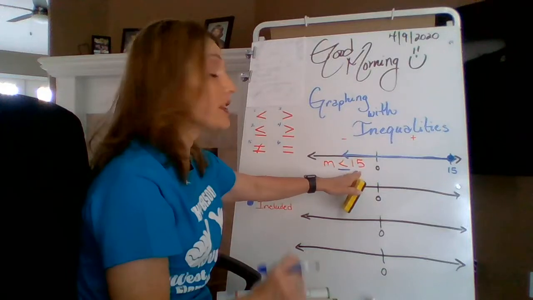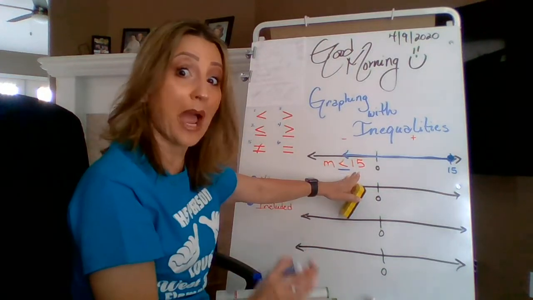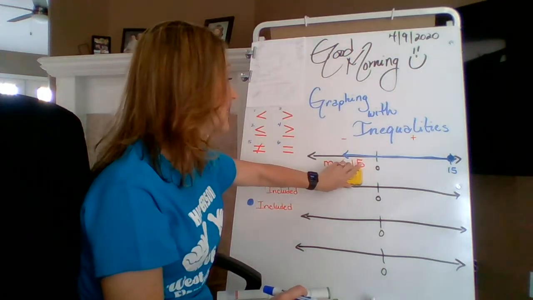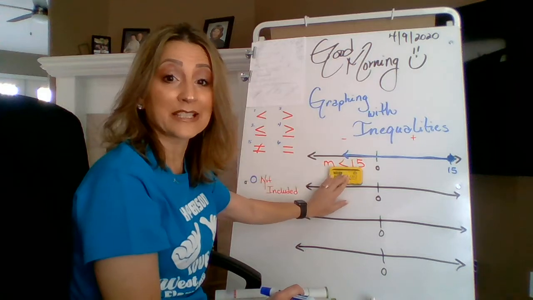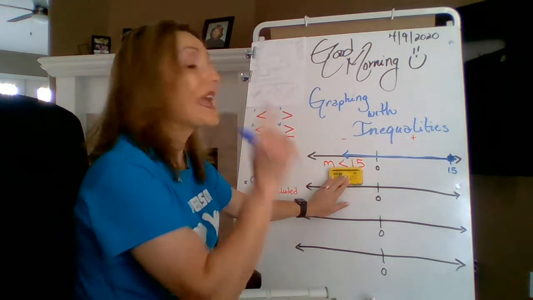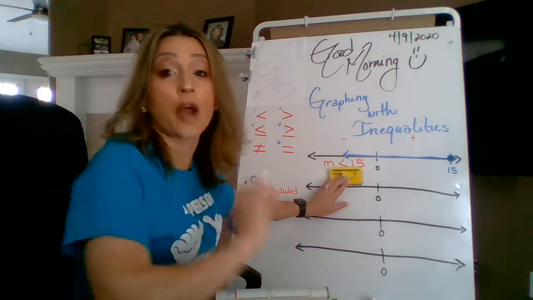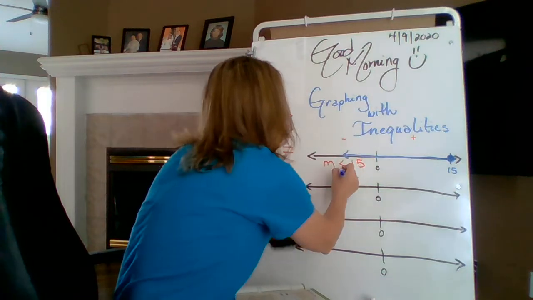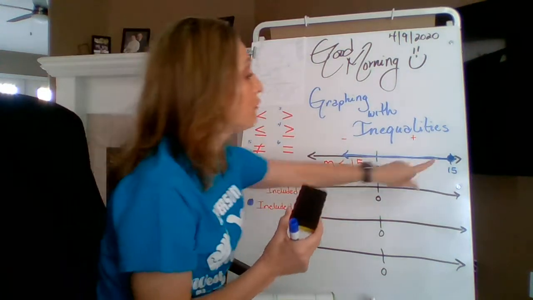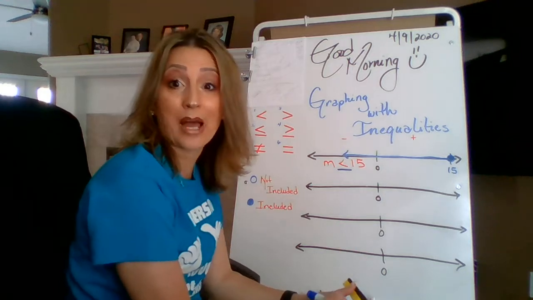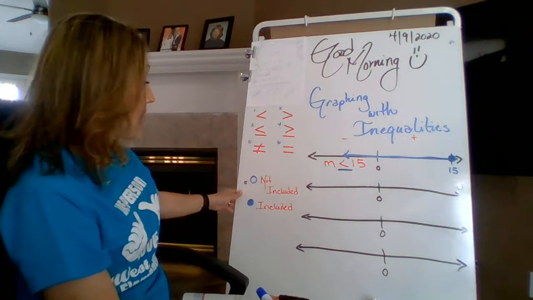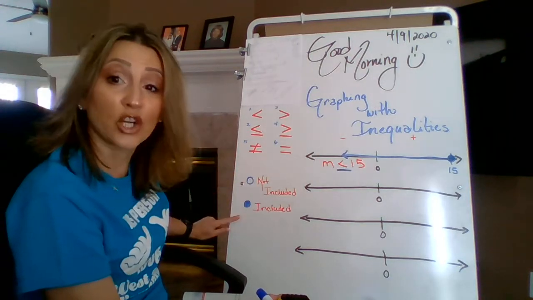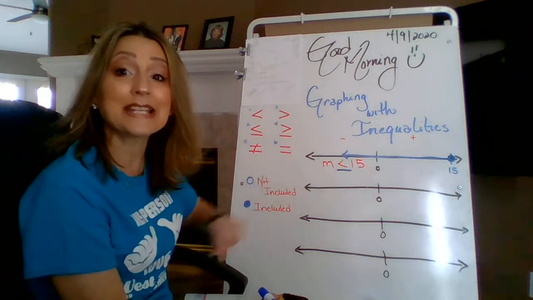Whichever side of my symbol I'm using, greater than or less than, if the number is not included, which means there's no equal equivalency to it, it's left as an empty circle on my graphing number line. If it is included, I'm going to fill in my circle for my plotting point on my number line. Empty circle means the number is not included. Filled in circle, plotting point, means the number is included.